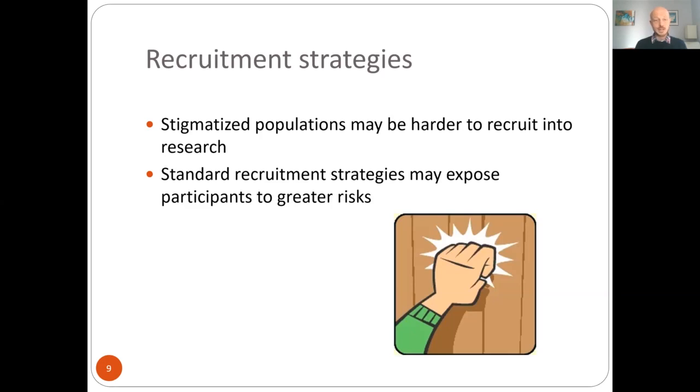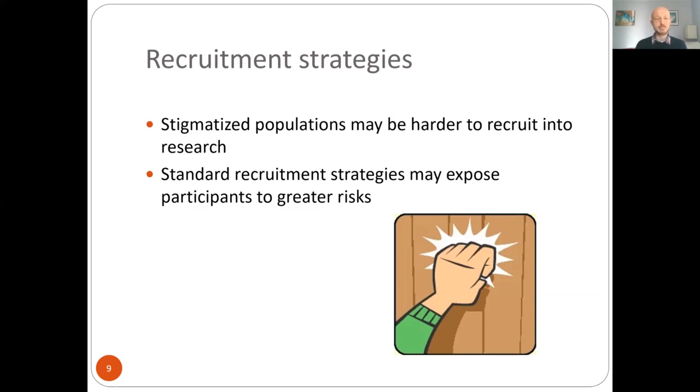As the earlier discussion suggests, this is not a reason to abandon participants who are stigmatized or at risk for stigma. Fair inclusion suggests greater efforts are warranted. But greater caution may be warranted too. Standard recruitment strategies may expose participants to risks in the context of stigma research.